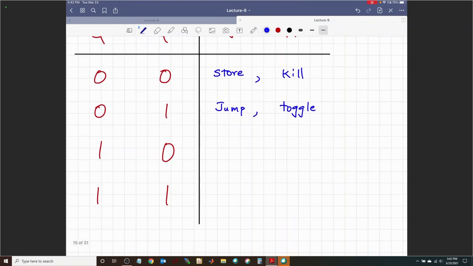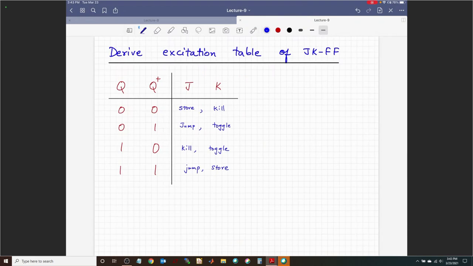All right, for the next one, the third one. Previous was 1, new should be 0. Kill will work, toggle will work. For the last one, old one, new one. Let's do jump or store. You guys okay with this setup here, with this table here, the way we have filled it up so far?